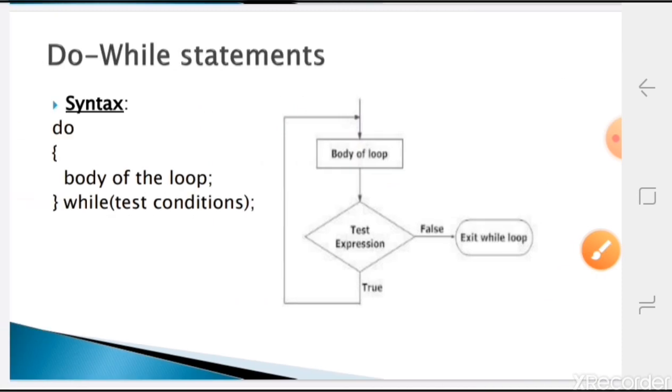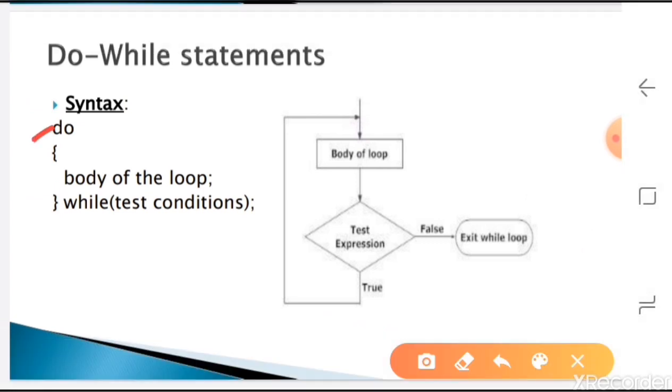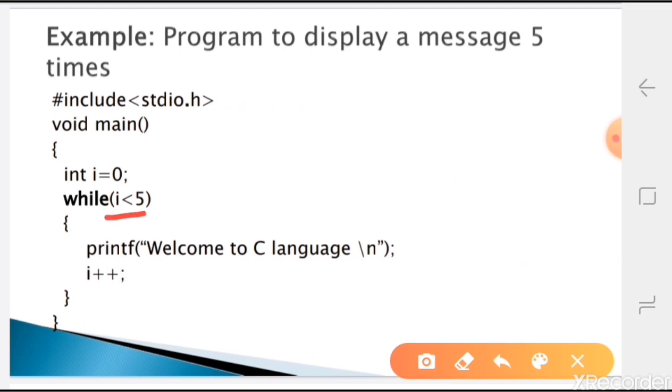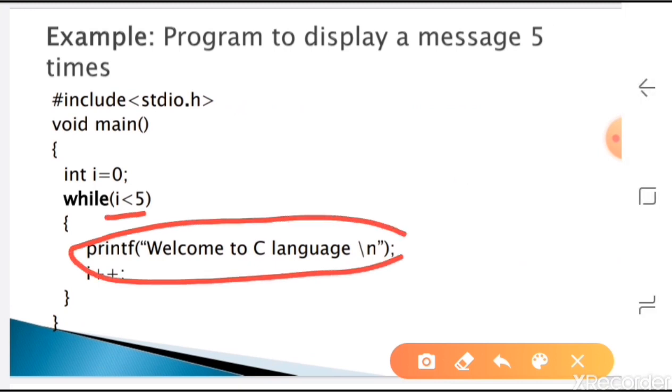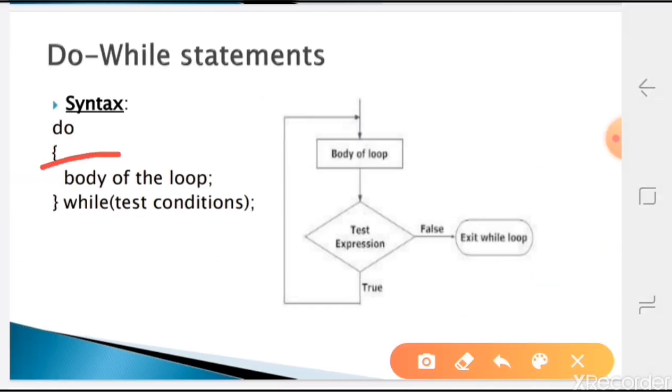Now we'll go for the next one, that is do while loop. So here in do while loop, first, syntax wise, do is a keyword. Then body of the loop, whatever is there, execute it first, then check the condition. If you compare with while loop, there we were first checking the condition. If it becomes true, then only the body of the loop will be executed. Here, first the body of the loop we are executing, then checking the condition.